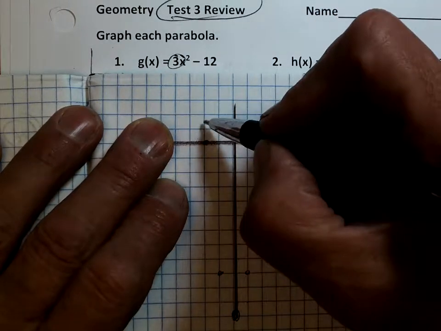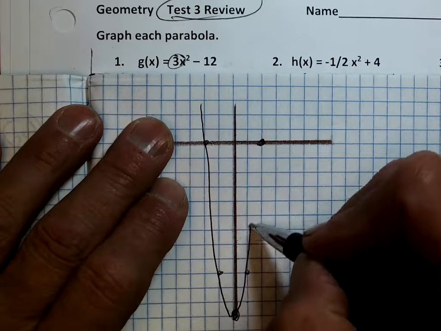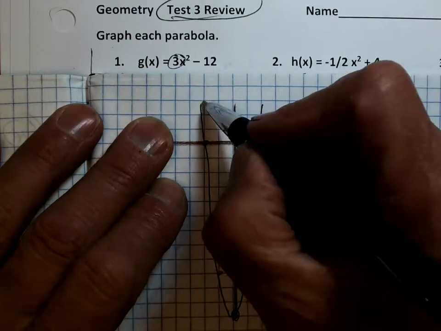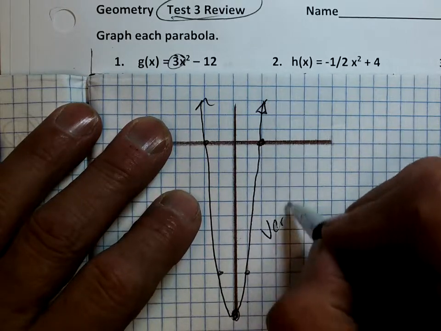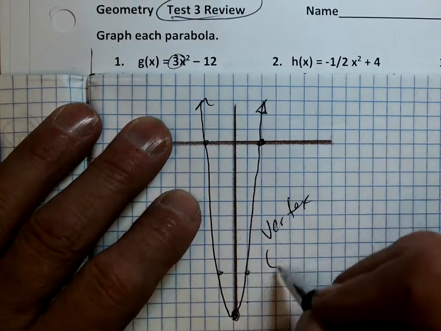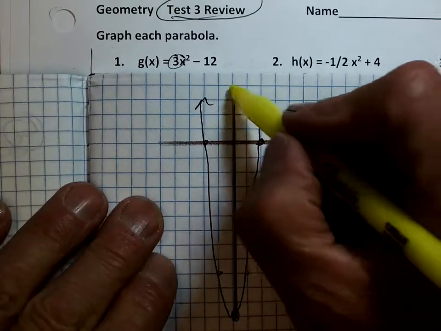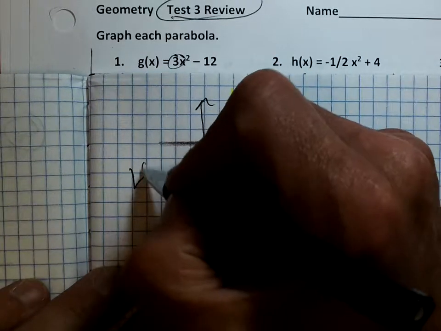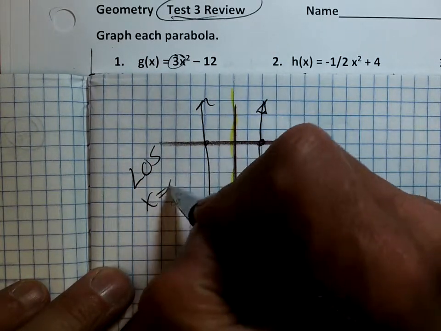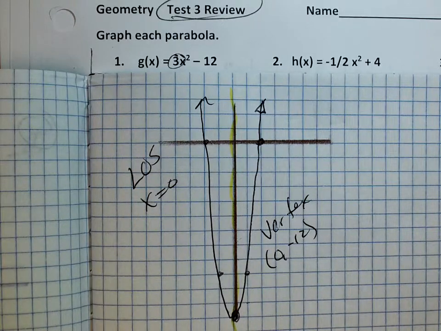So my parabola should look like this. Super skinny, way down at -12. Okay, so right off the bat, the vertex is at 0, -12. And my line of symmetry, my LOS, line of symmetry is at x equals 0. Okay? Pretty good?